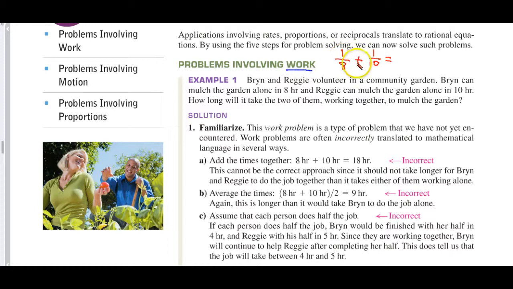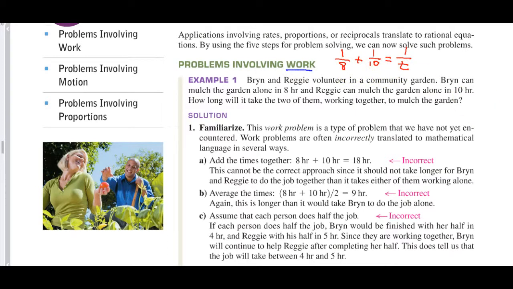And the general form is, what will the rate of work be when they do it together? We don't know that. That's going to be 1 out of t. So this is the equation I use. The book varies it a little bit, and they are actually equivalent equations. I like it this way.